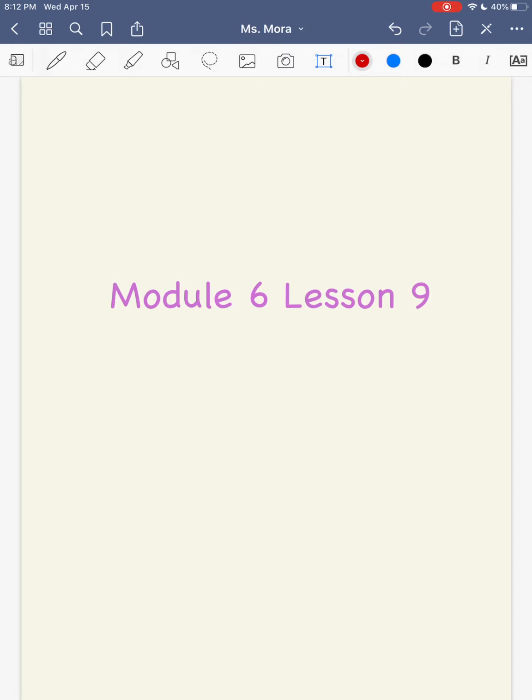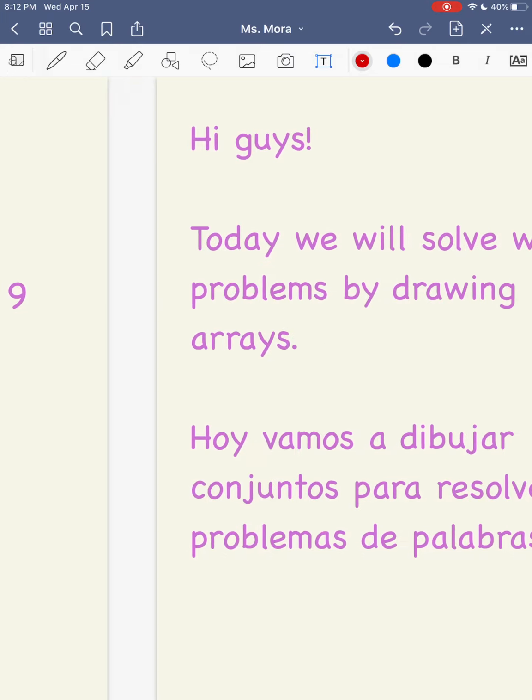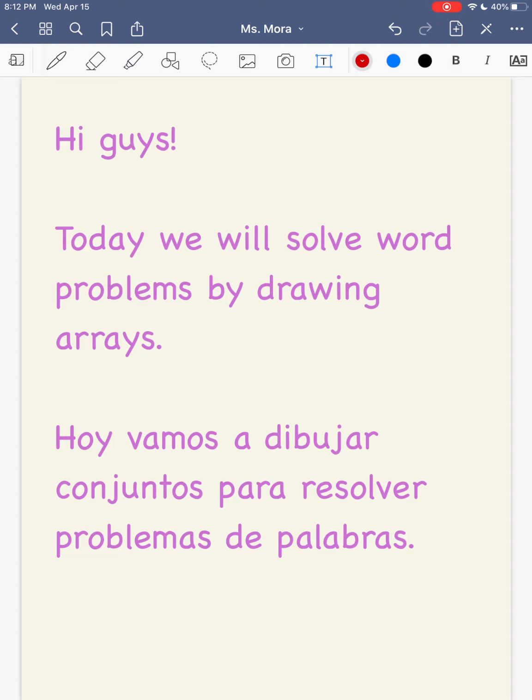Hi guys, this is Module 6, Lesson 9. Today we will solve word problems by drawing arrays.